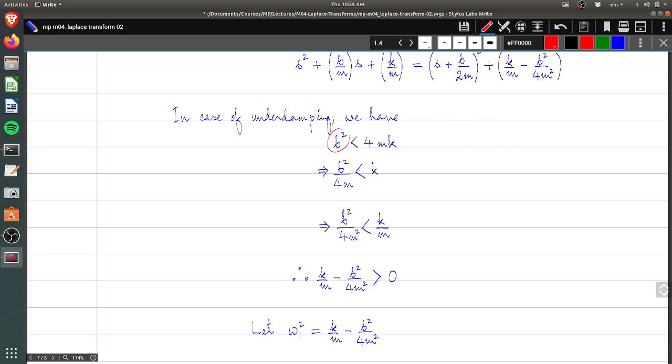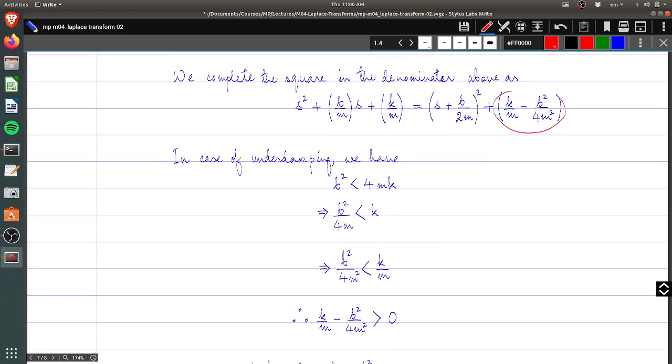So for that, the condition is b square must be less than 4mk. It means b square by 4m is less than k, which means if I divide this by m, there will be an m square here, so b square by 4m square. Here there will be an m in the denominator, k by m. So k by m is greater than b square by 4m square. That means k by m minus b square by 4m square will always be positive. So this quantity that you see here will always be a positive quantity.